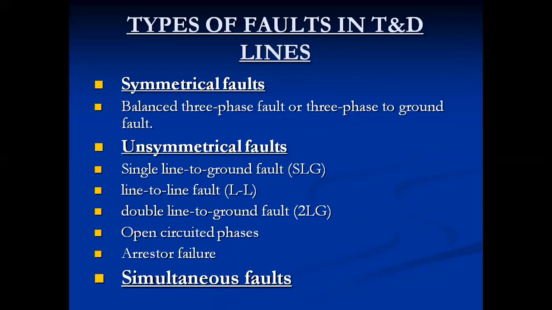Whereas unsymmetrical faults include single line to ground fault, line to line fault, double line to ground fault, open circuited phase fault, and arrestor failure. These come under the category of unsymmetrical faults. Other than that, there are simultaneous faults, meaning one or more faults occurring together. Winding faults and other faults may also occur in the system. So these are the different faults we have studied in the transmission and distribution network.